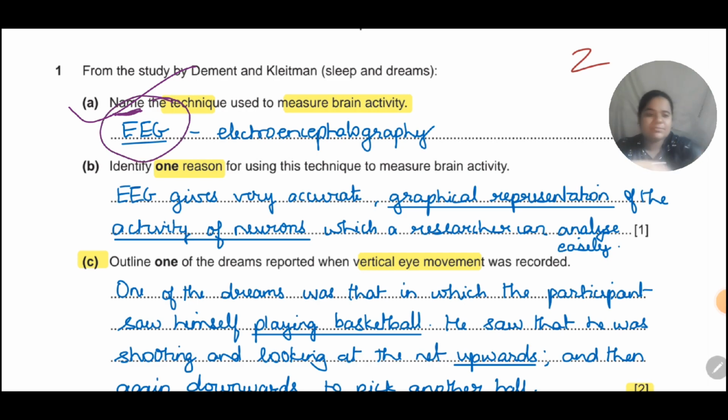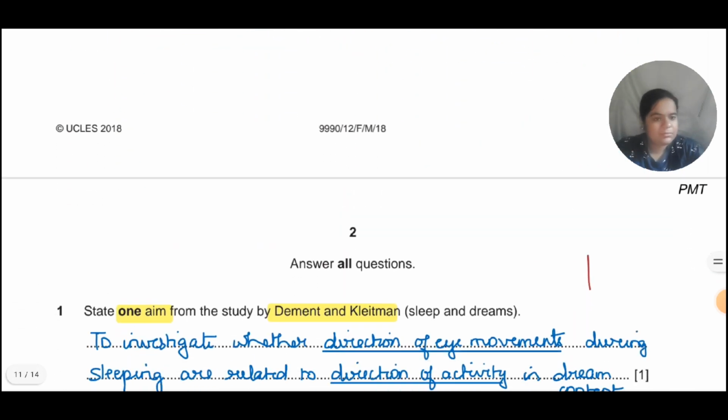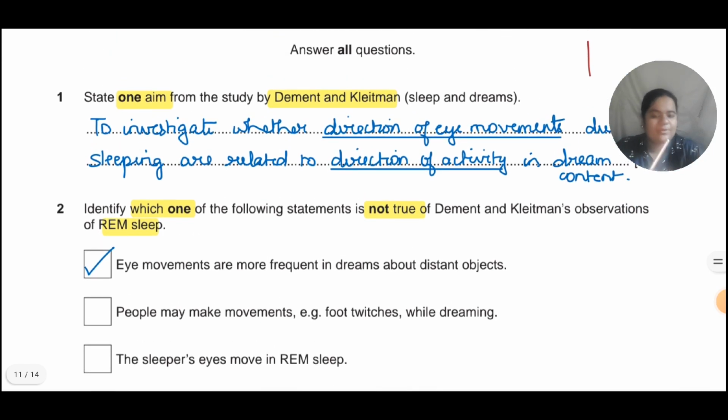So the technique used here was EEG, electroencephalography. We should write the full form, not just EEG, as it has a proper name, so we should be giving that name. So this type of question can also come from psychology being investigated, and we have to answer it very simply.